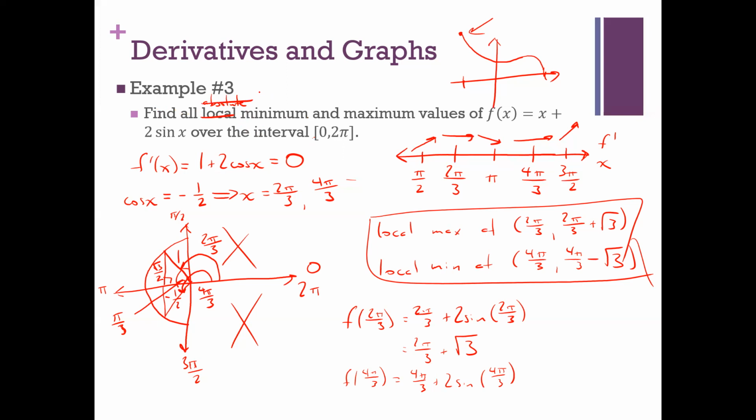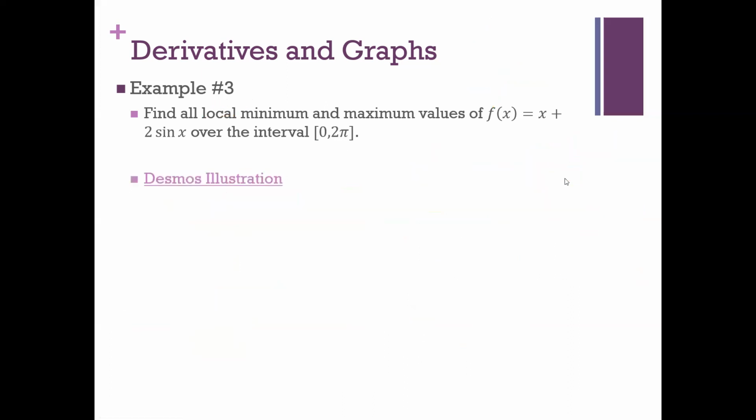So the moral of the story is the only time I'm looking at the endpoints for anything is if I'm looking for absolute extrema. And just to go back to the definition, the absolute maximum happens where the function takes its greatest value. And the function can take its greatest value either at these critical points or at the ends. But the local max only takes place at critical points. Right. Good question. All right.